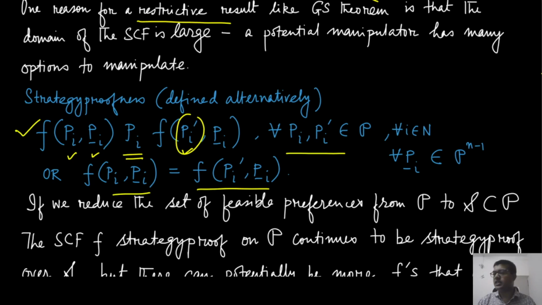Now you see that this is a set of logical statements which has to be true for all Pi and Pi primes in the script P. Now if we make the space of all possible preferences from this script P to something smaller, which is a strict subset of this preference, then all the conditions that we have here for a specific F which is strategy proof will continue to hold, but maybe there are some new Fs which will also start satisfying those conditions. And that is the intuition why we can restrict this preference profile and get some more positive results.